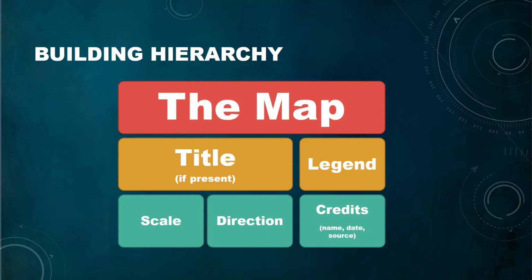Okay? And that has to do with, again, the order in which we want people to see things on the map. So we want them to look at that map first, and then we want to give them a little supporting information about what it's about and what the data is that's in it. And then last but not least, here's the scale bar, here's which way north is, and here's all of the information that was used to make this map.